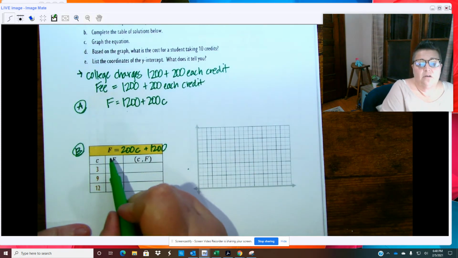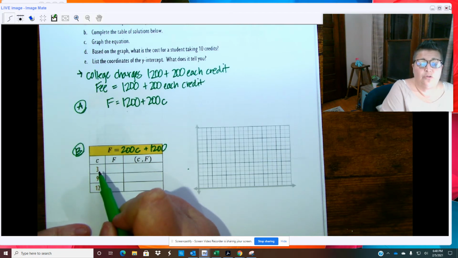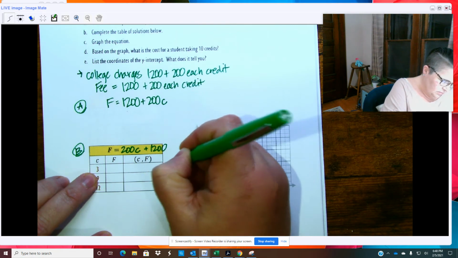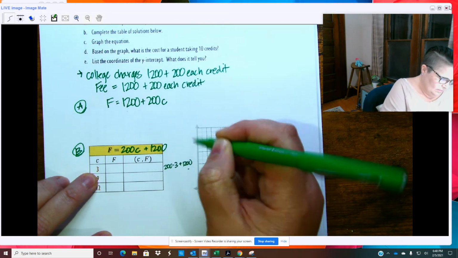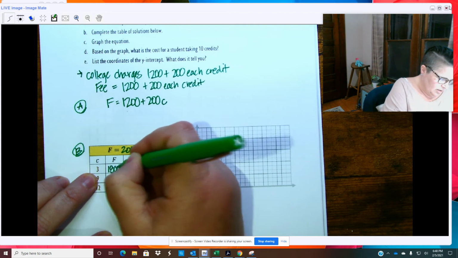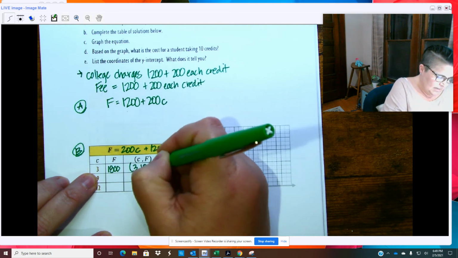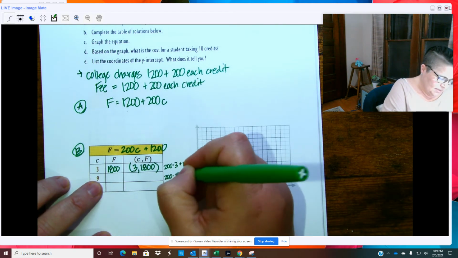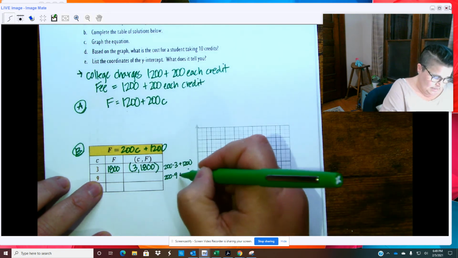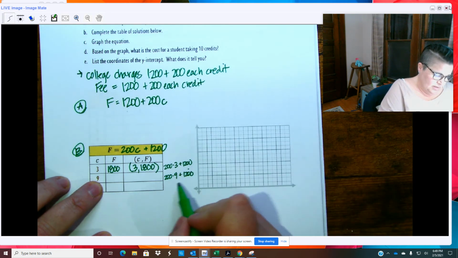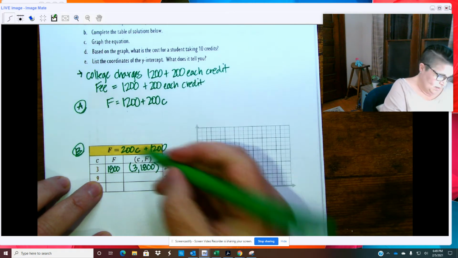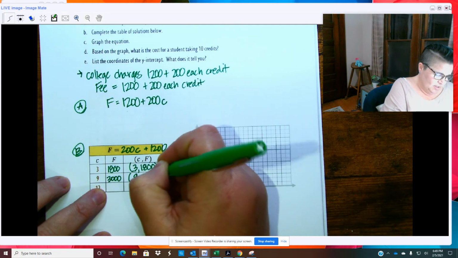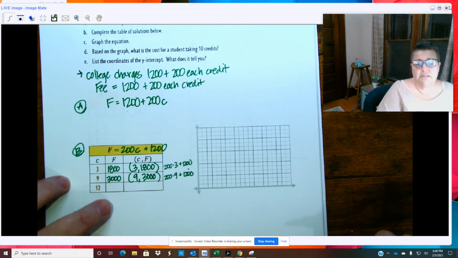What does this mean? Well, this is saying if somebody takes 3 credits, then their fee would be 200 times 3 plus the 1,200. That's going to be $1,800, or 3 credits at $1,800. If somebody takes 9 credits, that's going to be 200 times 9 plus the $1,200. That's $1,800 plus $1,200, or $3,000. So 9 credits is going to cost approximately $300.